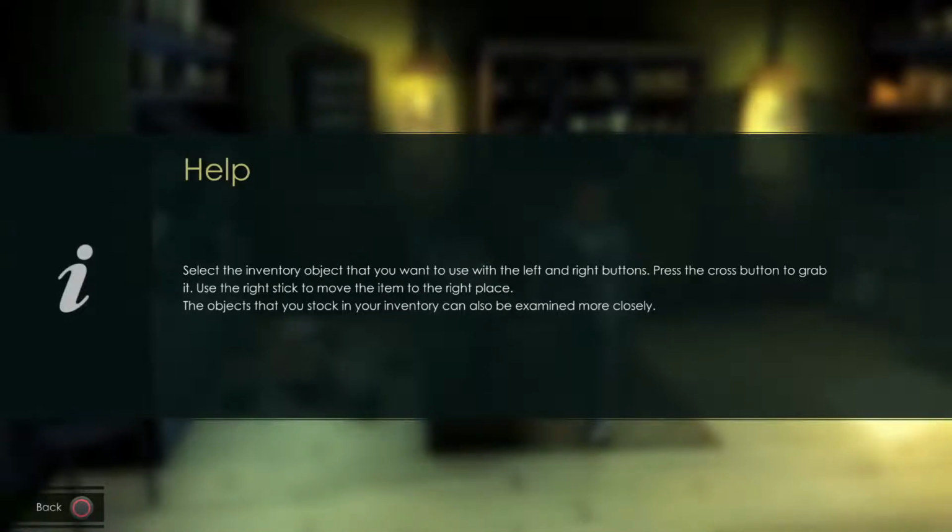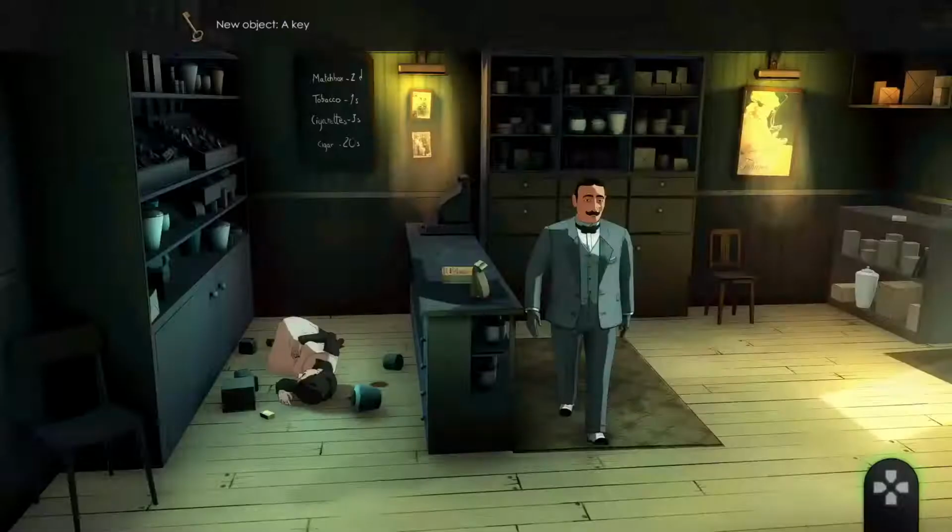Select the inventory object that you want to use with the left and right buttons. Press the cross button to grab it. Use the right stick to move the item to the right place. The object that you stock in your inventory can also be examined more closely.